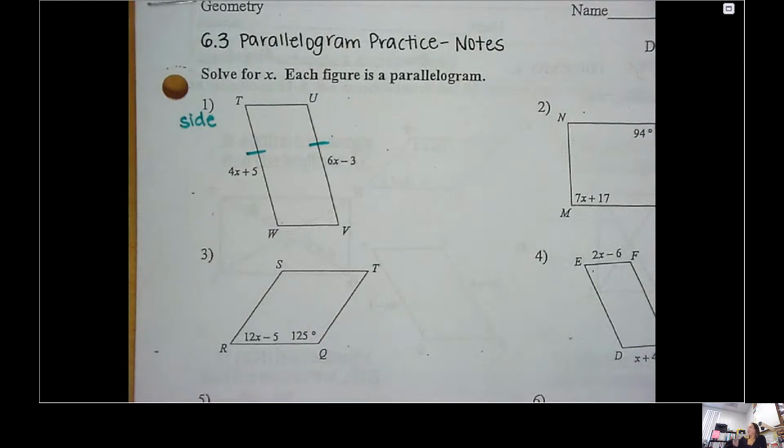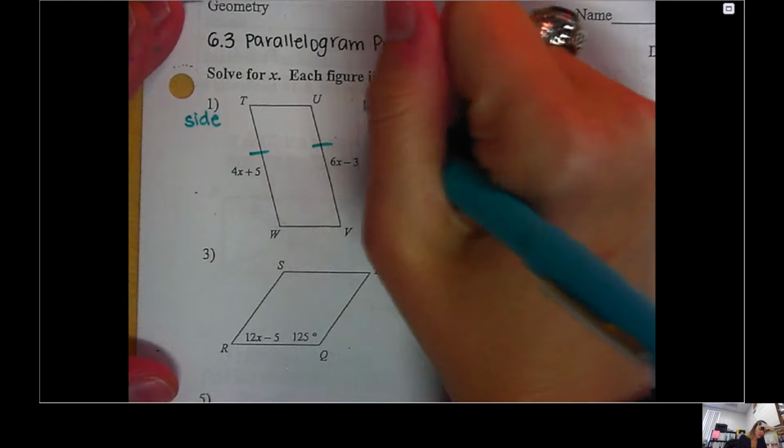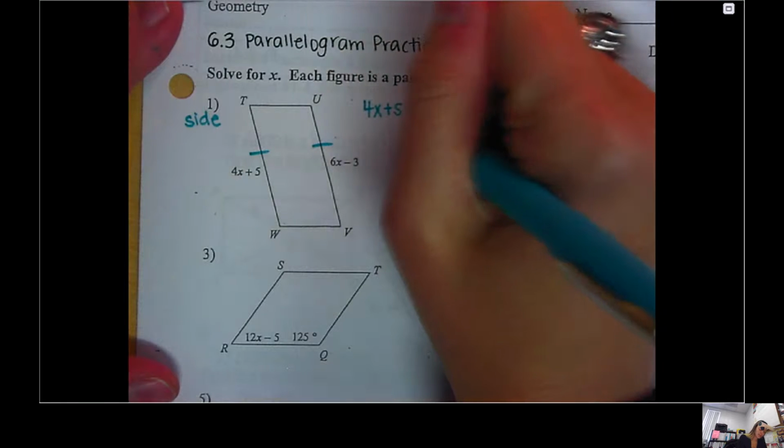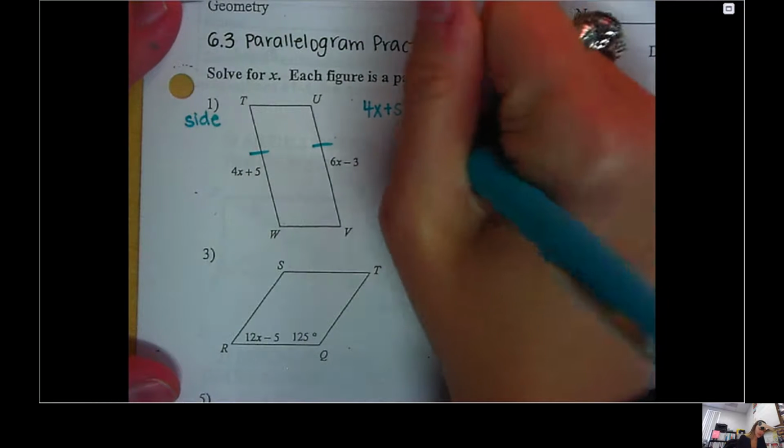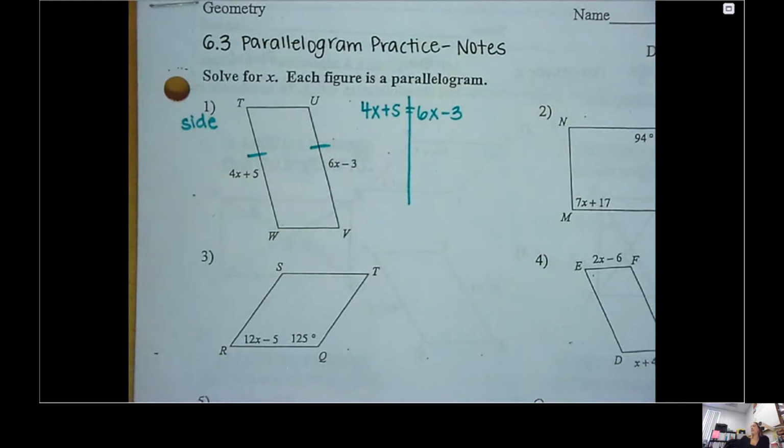If they're the same, what do I do with the equations? Set them equal. Yep, that's it. 4x plus 5 equals 6x minus 3. And then it becomes the easiest algebra ever. That's all we're doing today, straight up algebra.